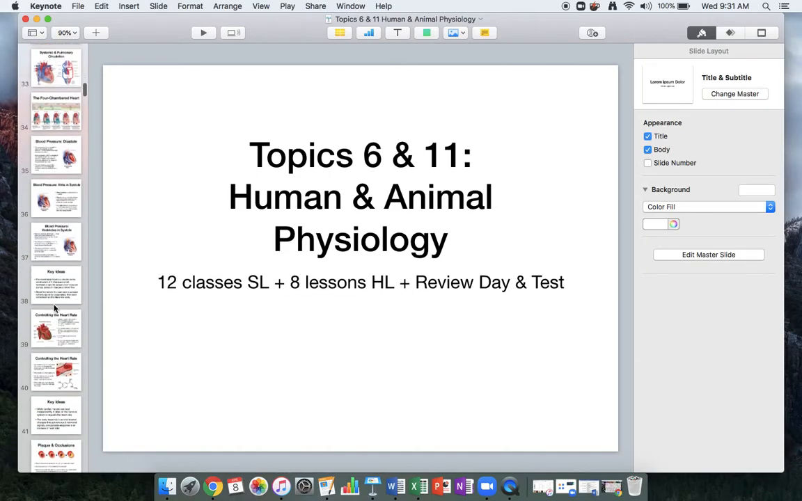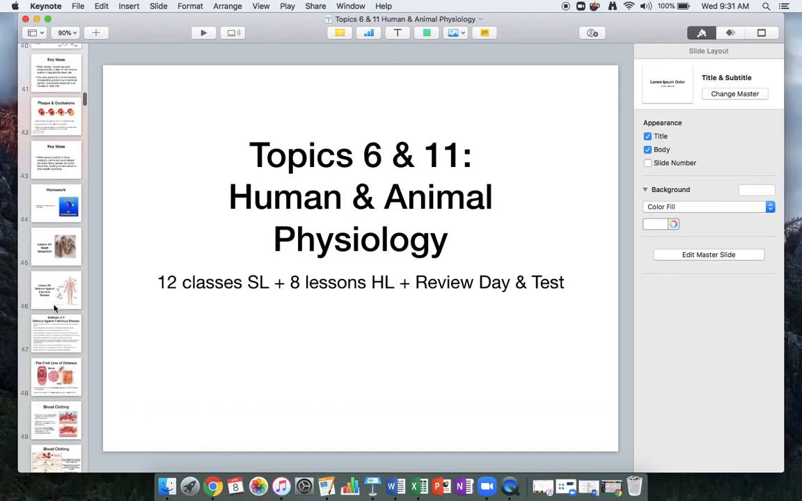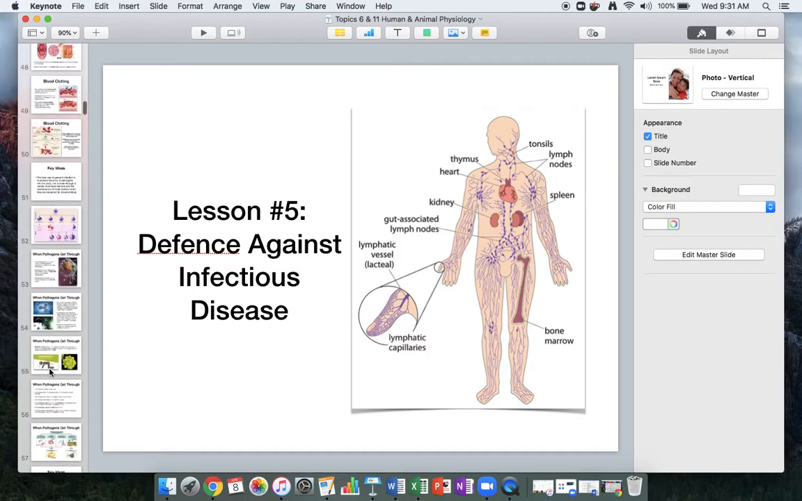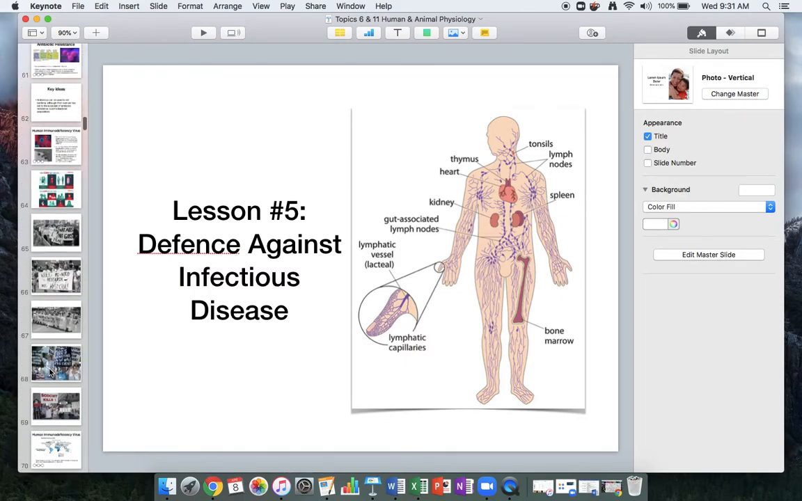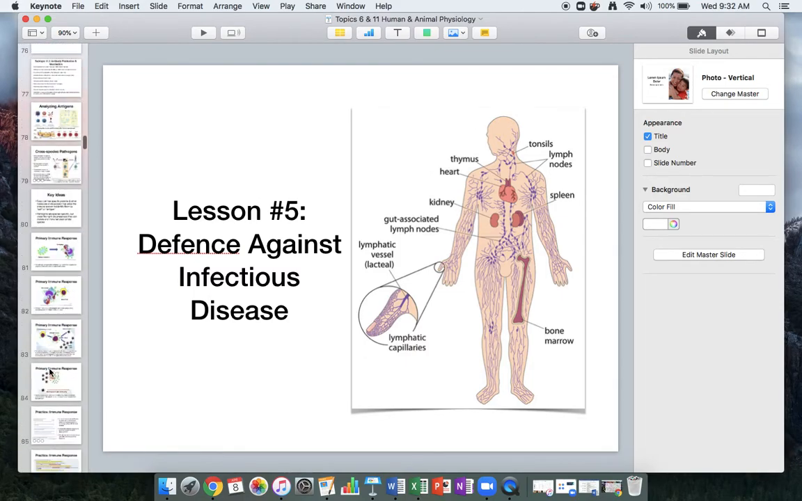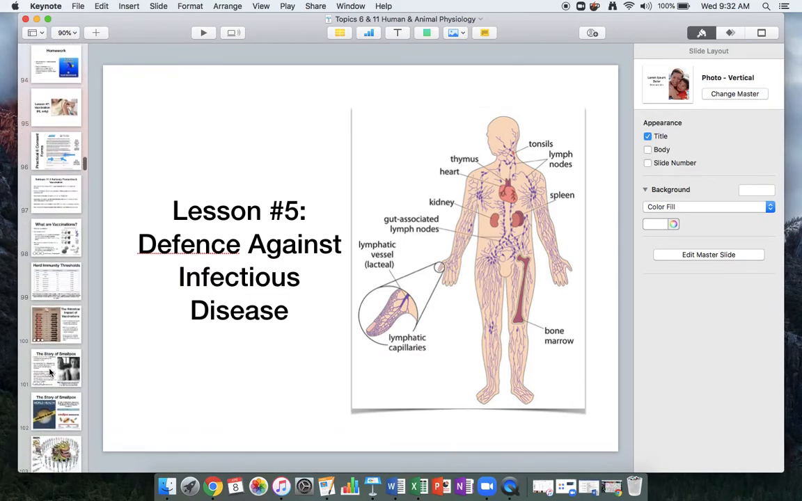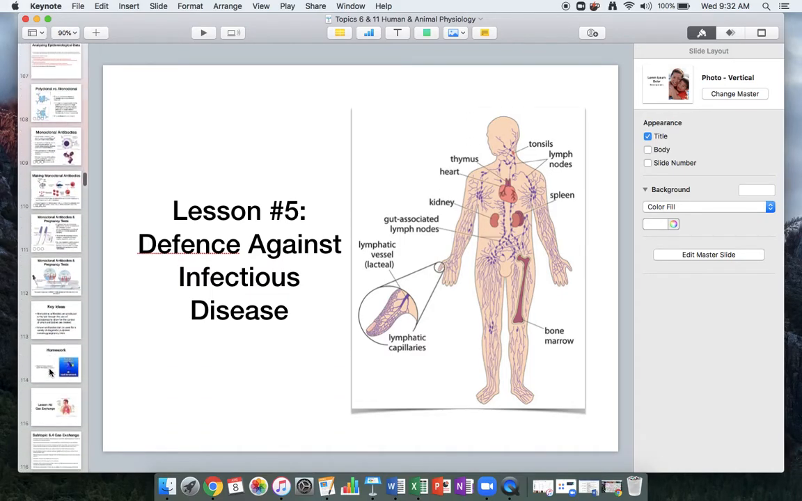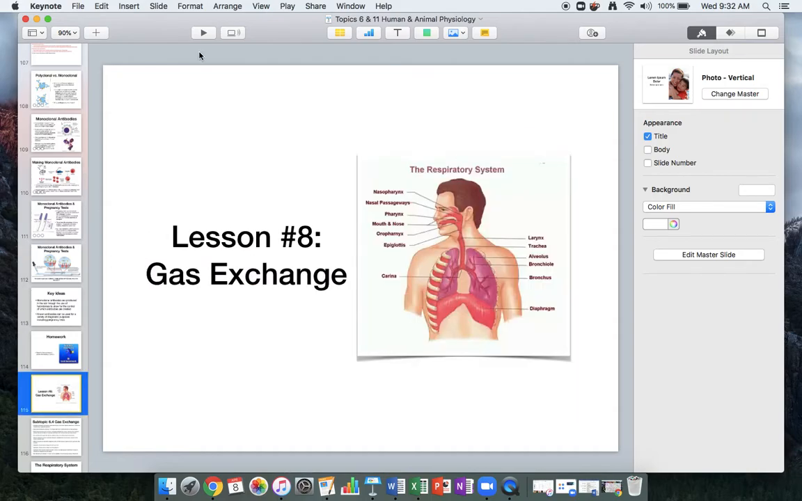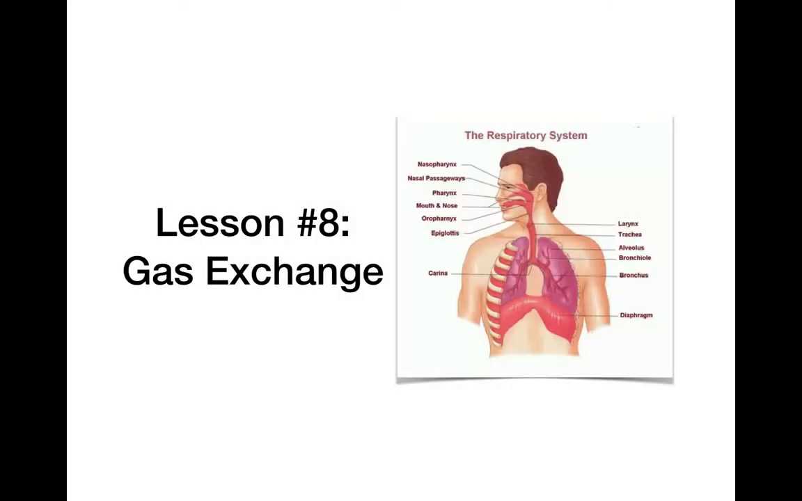Blood system, heart dissection, infection against diseases. That's the HL1, antibodies, vaccinations, very relevant right now. Gas exchange. Okay, so this is by Luca's request, gas exchange.